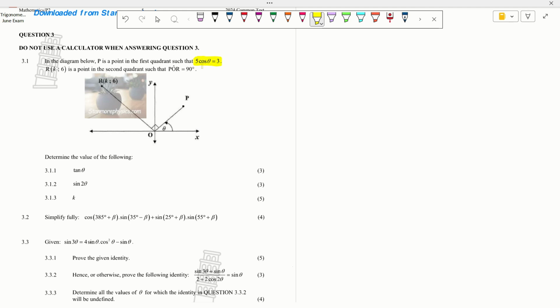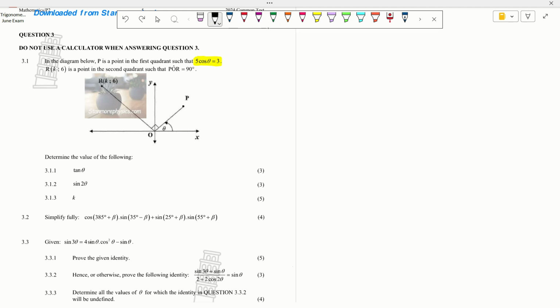R, which is made up of the coordinates K and 6, is a point in the second quadrant, such that angle POR is equal to 90 degrees. Here is POR, so the angle is basically there in the middle, and we can see it's 90 degrees due to the marking that they have there. Okay, then they say determine the value of the following. 3.1.1 tan theta. So what is the value of tan theta?